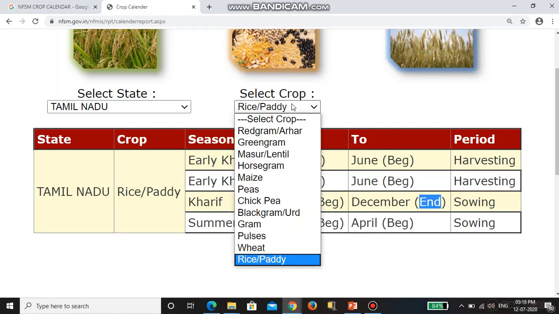And then I want to see some other crop. For example, I want to see the green gram.